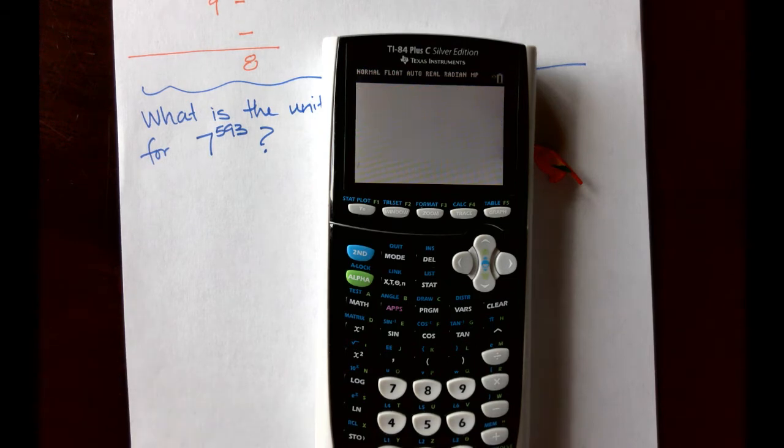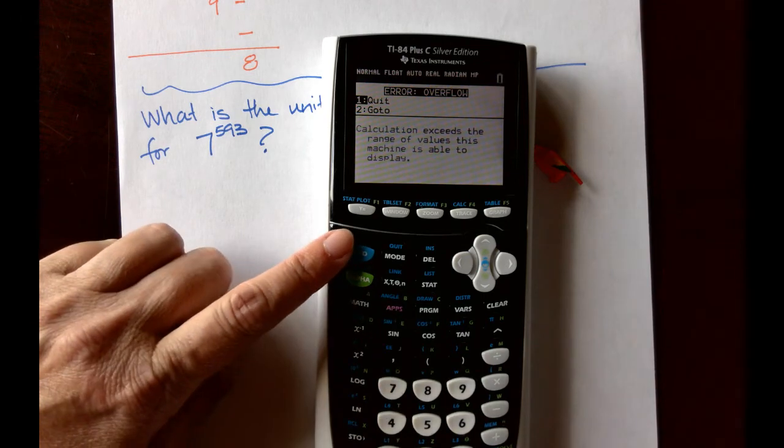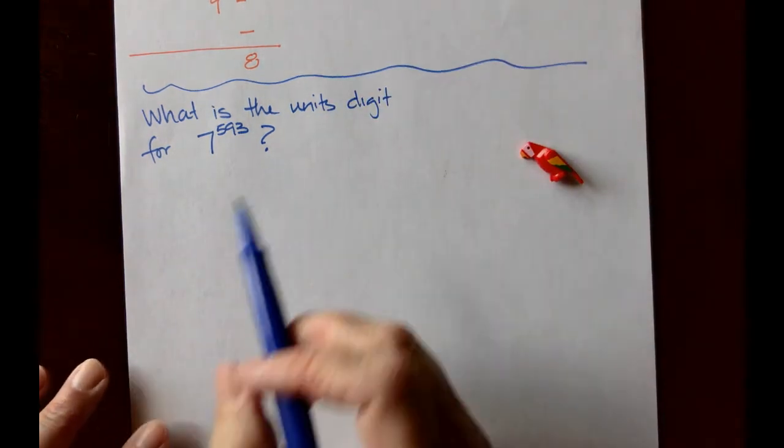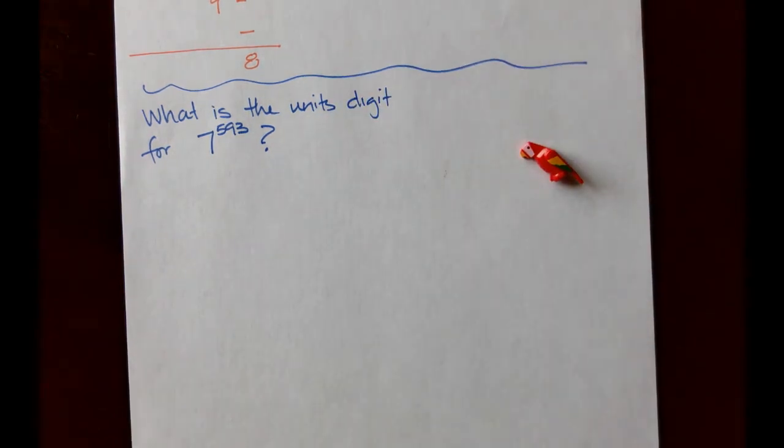Tell it enter. And it says, oh, no, this is too big. We're having some overflow problems. So there's not a way to get this from the calculator at this time. For the units digit, it must be that your instructor has made a mistake in asking you this. If the calculator can't do it, how can you do it? Well, the answer is you're more clever than your calculator.